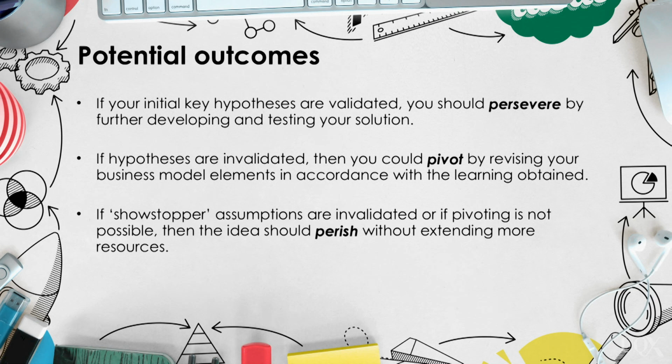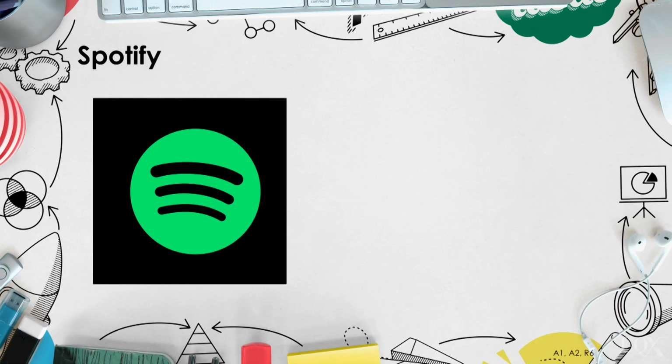MVP testing is done until you have found a solution market fit by validating most of your key assumptions. Only then should you start perfecting your product, building your company, and scale. Let's look at some examples.